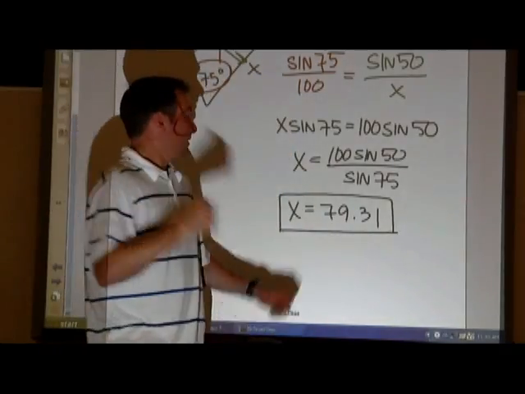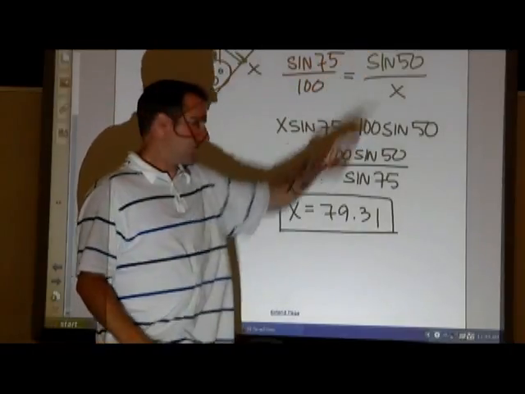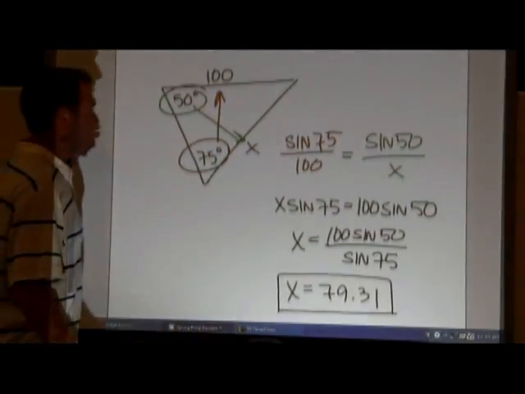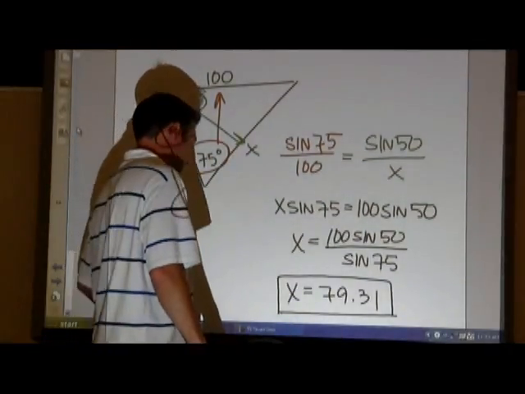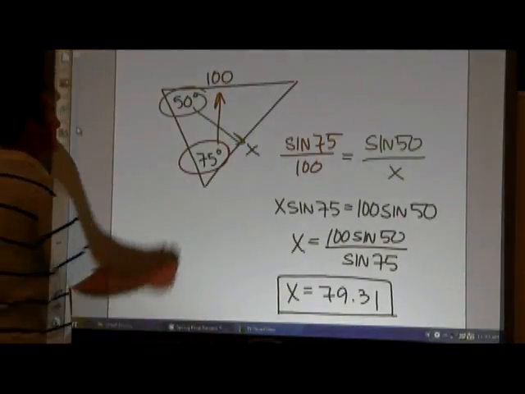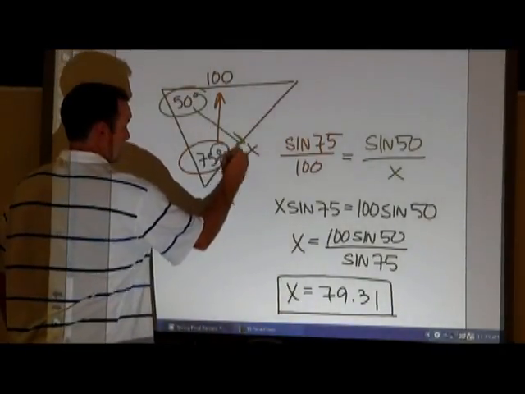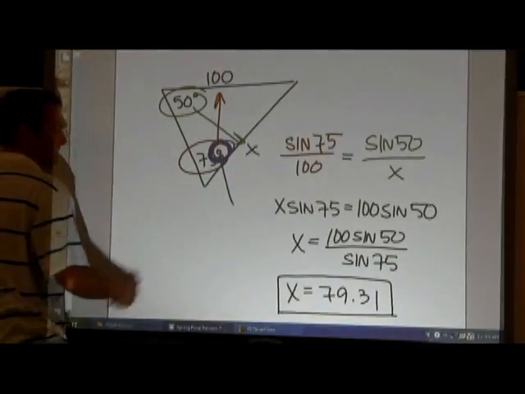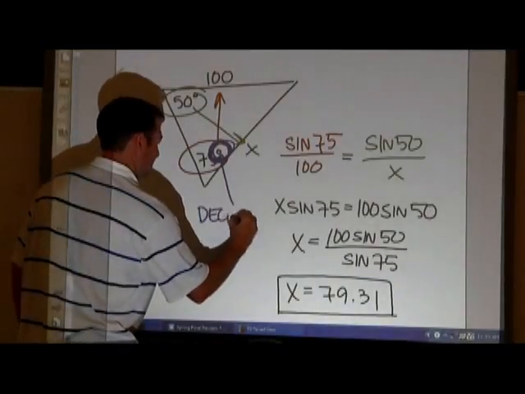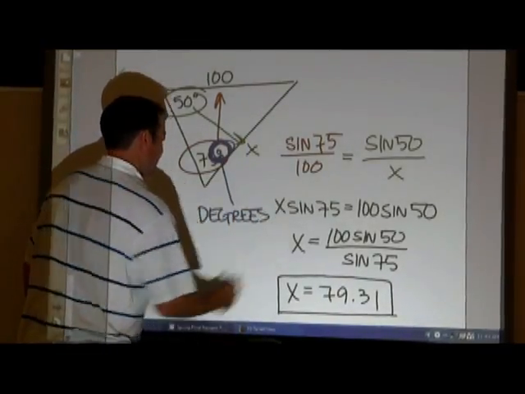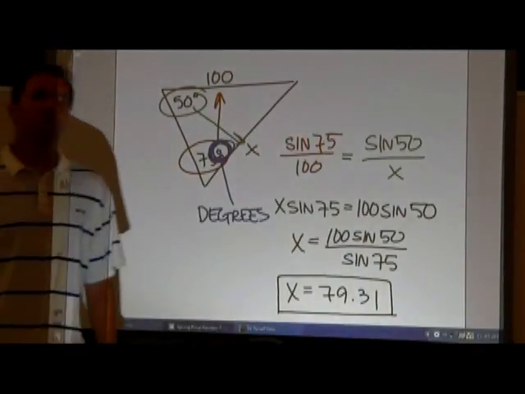Just a heads up, you got to be in degrees for this to work. So last problem we were in radians, this one we're in degrees. But how do I know which one to use? This is how, right here. See that? That means degrees.